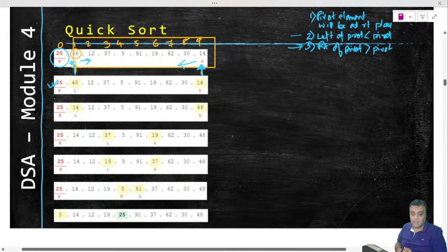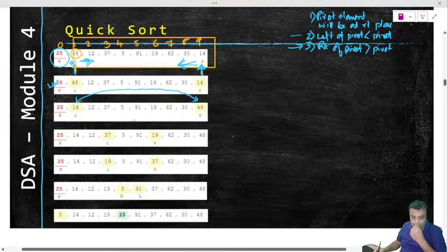Then 48 and 14 are positioned here, and what happens is we will therefore swap 48 and 14, right? So when both the pointers stop, they all want to move. Like I am saying that left pointer wants to move right, right pointer wants to move left. But when they both stop, I will swap them, right? So that's what I am doing here. 14 and 48 are getting swapped.